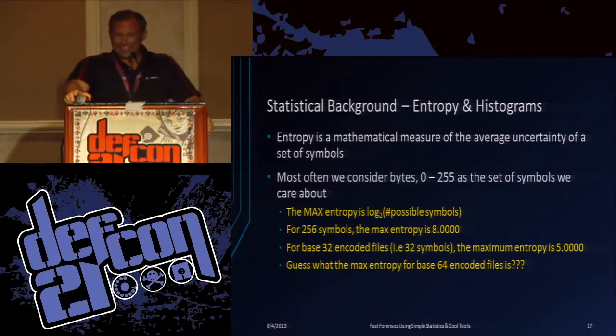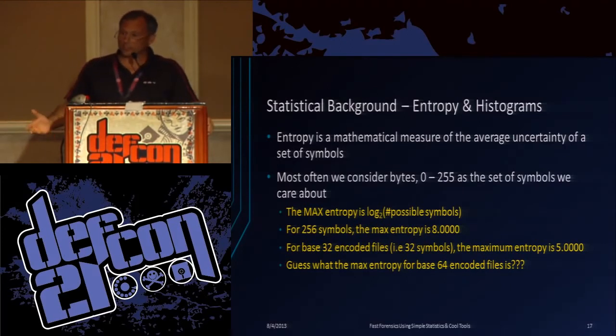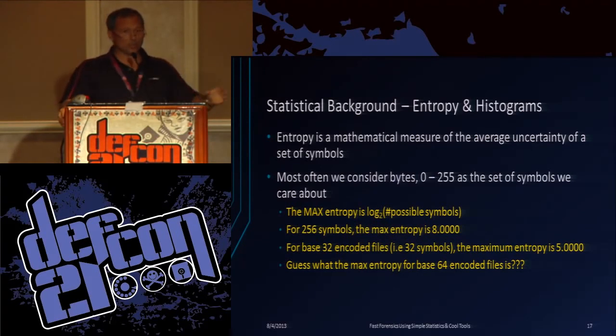All right. Usually we consider, of course, bytes with computers, 0 to 255. So the maximum entropy is the log base 2 of the total number of symbols. So log base 2 of 256 different symbols is 8. So the maximum entropy for a file can be 8. If that file is base 32 encoded, maximum entropy is going to be 5. I don't have an example in the slides this time, but you can actually tell if the base 32 encoding has encoded an encrypted file or a text file just by using this tool.